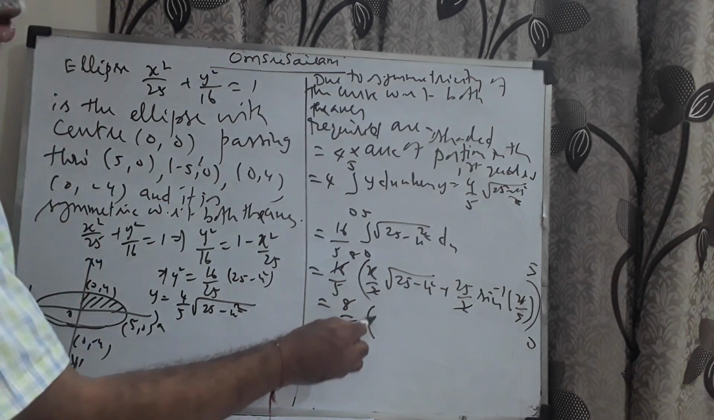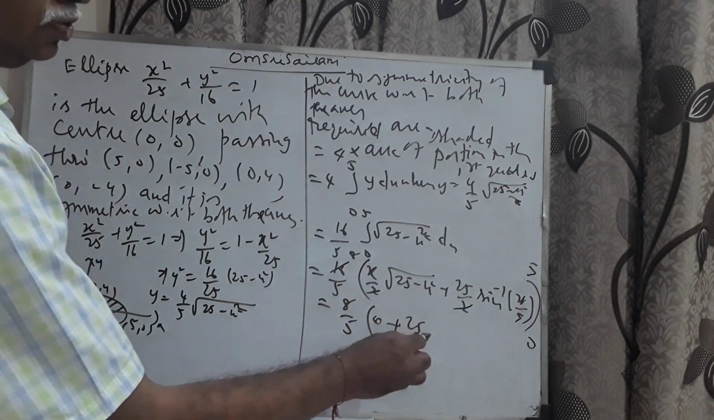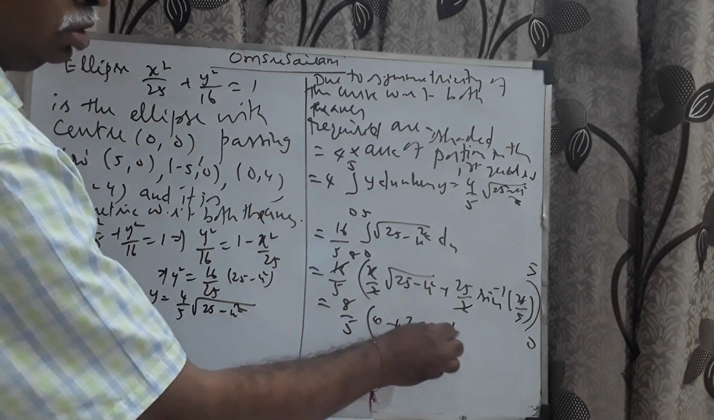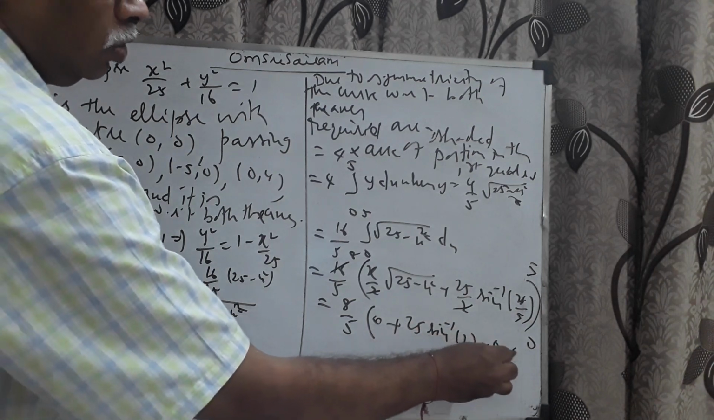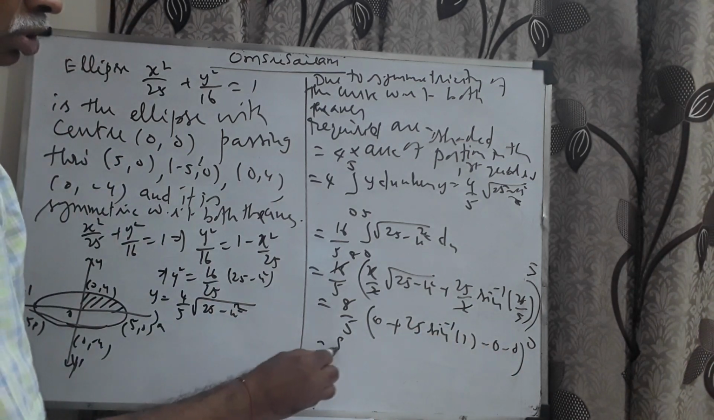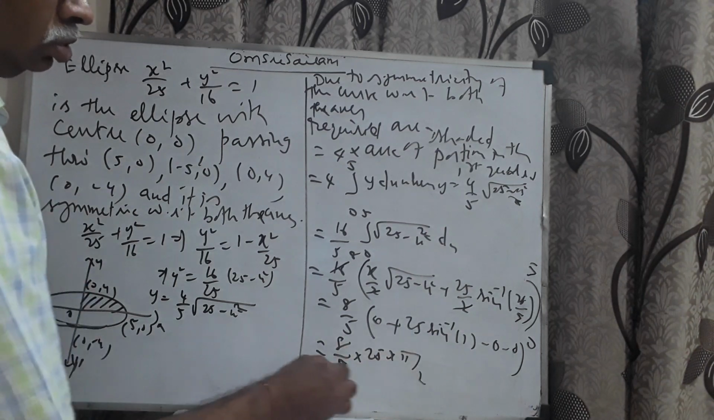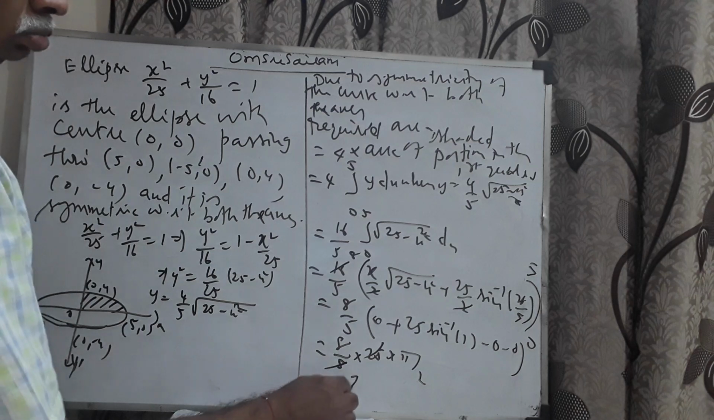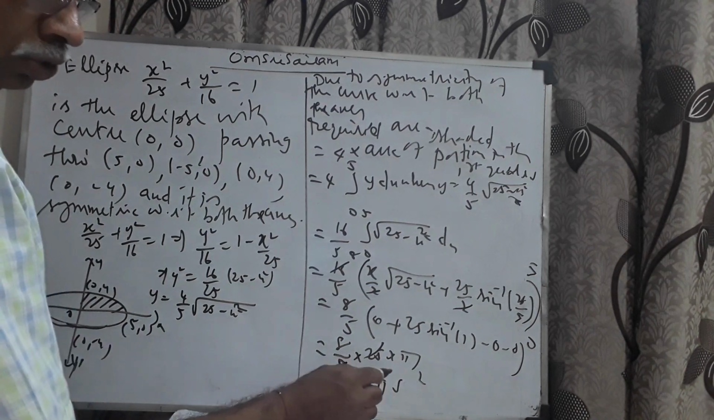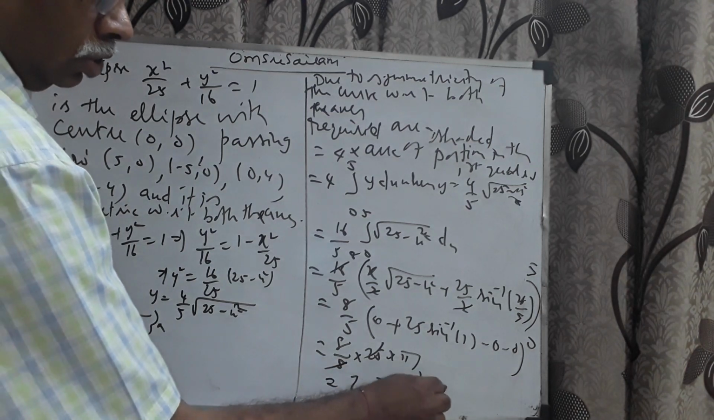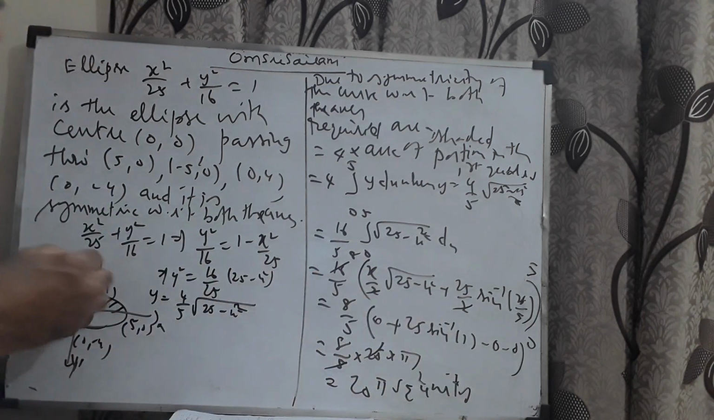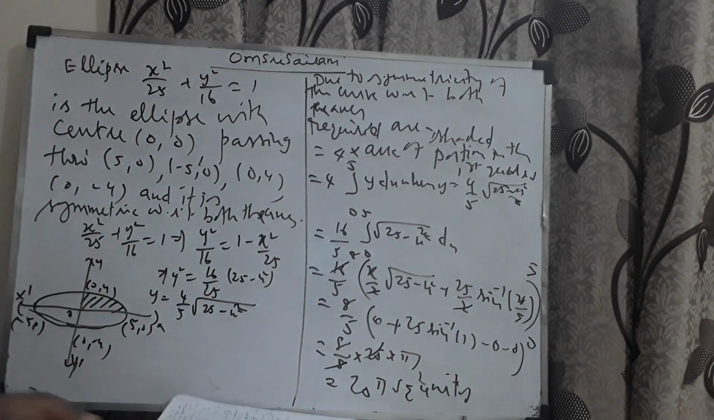Apply upper limit, I'll get 0. This is 25 sine inverse 1 minus lower limit, I'll get it to be 0. Therefore 8 by 5 into 25 into pi by 2. This will become 20 pi square units. I'll just repeat the whole process.